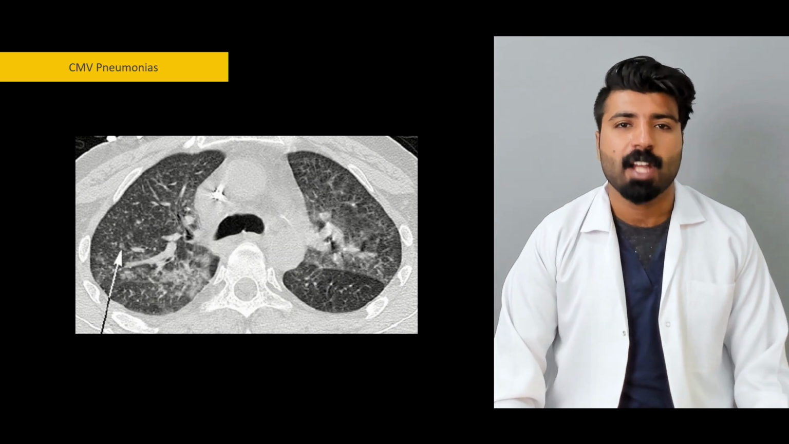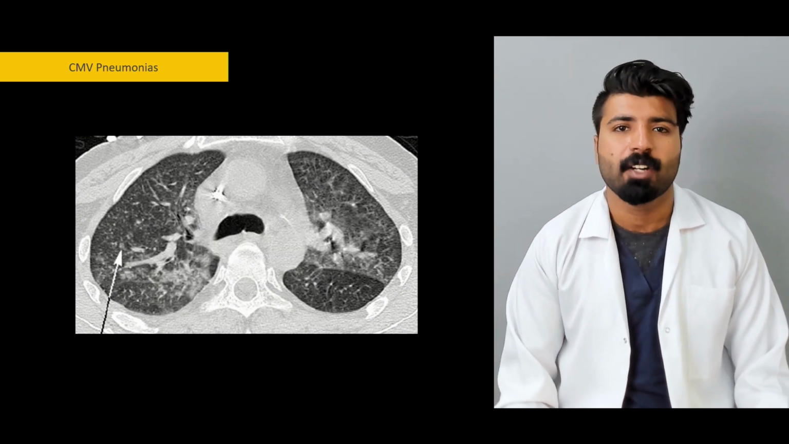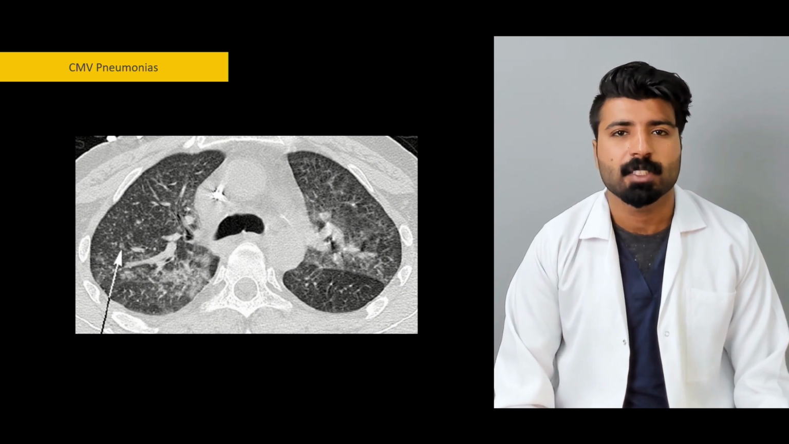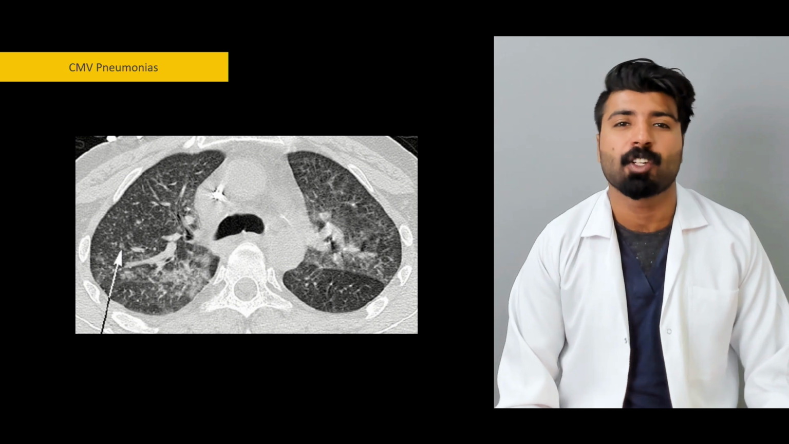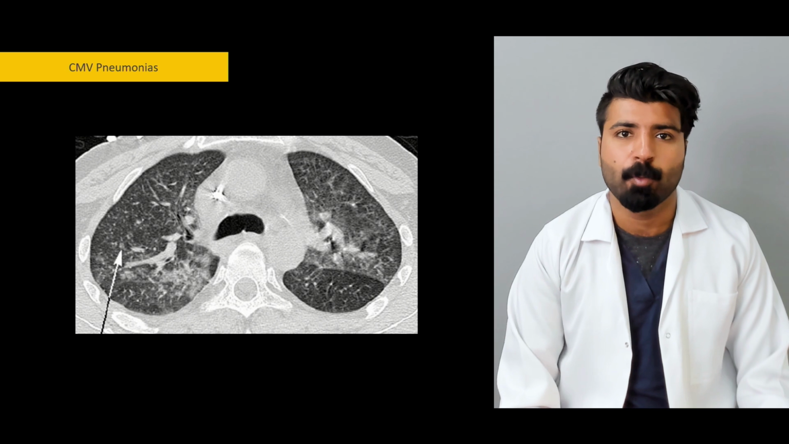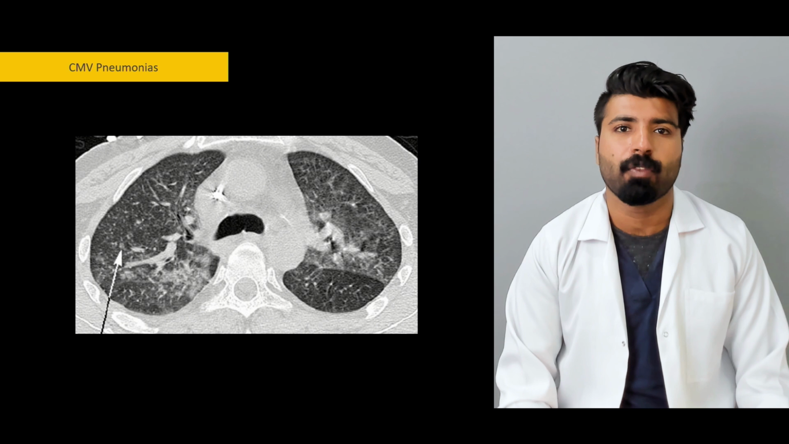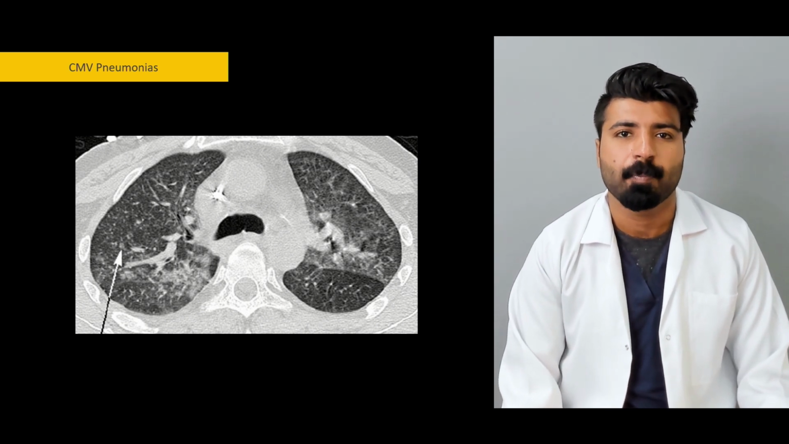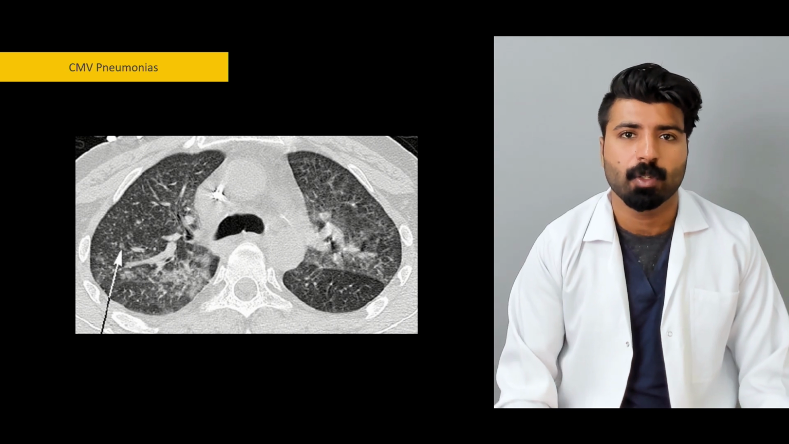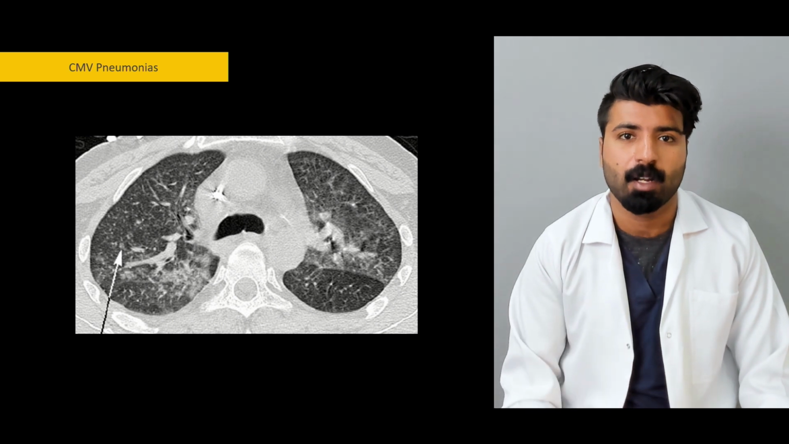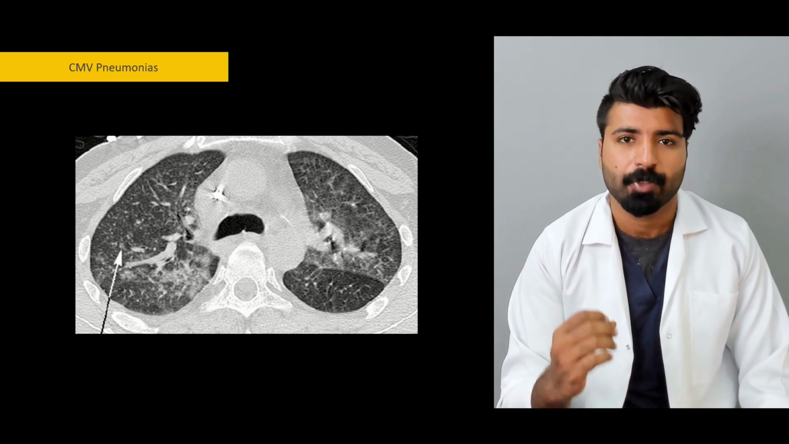Next on, we're going to talk about cytomegalovirus pneumonia. How cytomegalovirus is going to cause a pneumonia. Cytomegaloviruses are basically going to affect those people who are immunocompromised. They can be immunocompromised because of many reasons. It can be a child. Cytomegalovirus can go to a child through placenta. So a child can get this disease transplacentally.